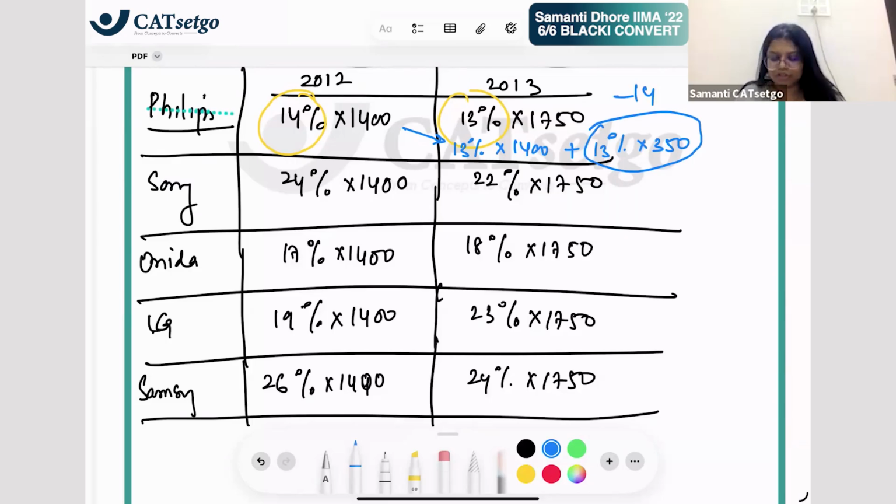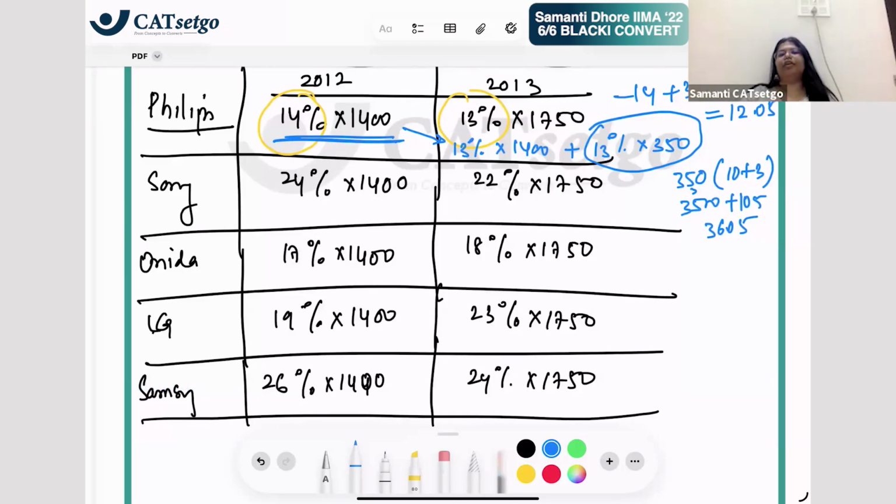तो मैं 350 का 13% निकाल सकती हूँ. Let me just do 350 into 10 plus 3 by 100. It's easier for me to do it this way. Okay. So this is 3500 plus 1050, which is 4550... so now this becomes 4550 by 100, so this is about 45.5. Okay. So now how much is this increase? This increase roughly is 12.05. So now we have 12.05 का increase over 14% of 1400.